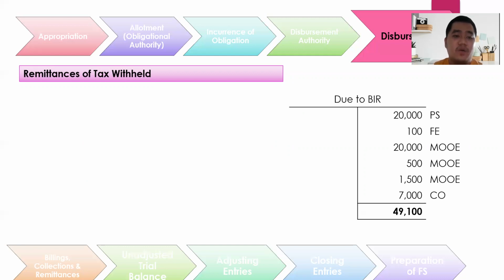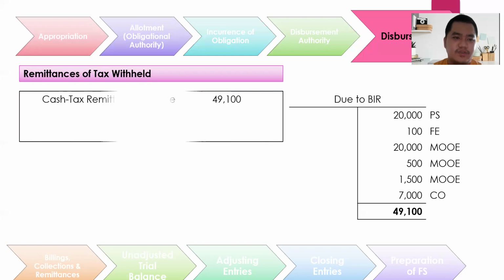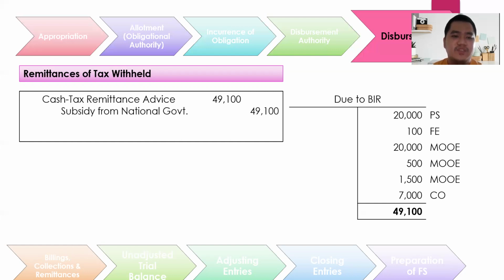shall be part of our appropriation, but as you can remember, the NCA that we have received is net of tax. So the constructive receipt of this withholding tax shall be recorded as follows. Debit to cash tax remittance advice, 49,100, and then debit to subsidy from national government, 49,100. So there is no physical transfer. It is only a constructive receipt of NCA for TRA.